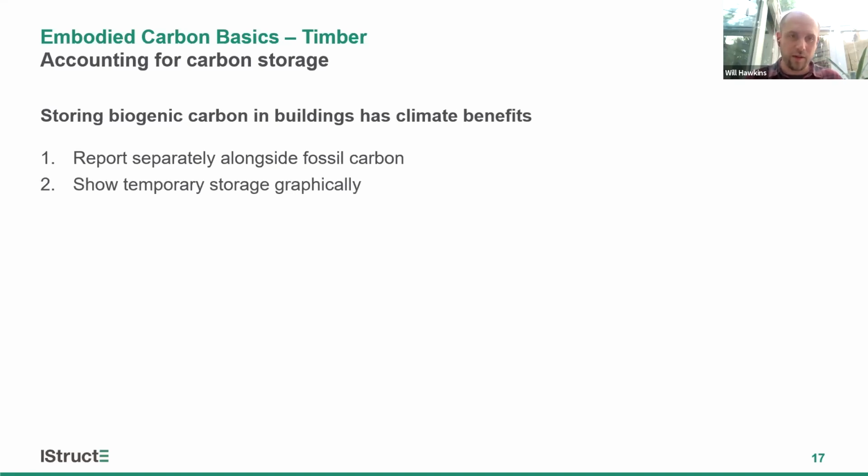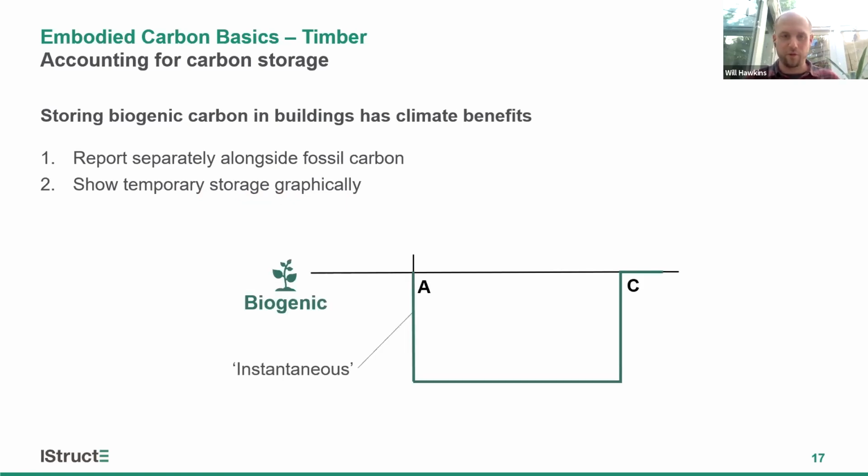Something else you could do is show that temporary storage graphically. So this is a graph of storage over time. So one thing you might do is to choose this instantaneous approach, where in module A, you have the biogenic carbon going in, and in module C, you have the biogenic carbon going out. That's looking at your product system in isolation. There are, however, other approaches.